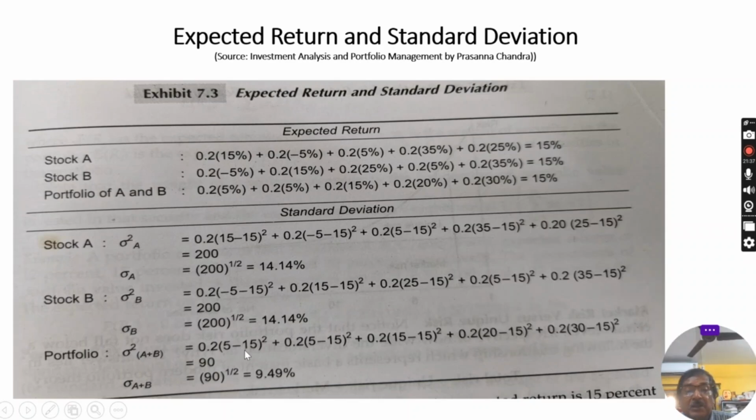But in the case of the portfolio, A plus B, the expected return is 15, and if you subtract the expected return from the return value, 5, that is the deviation, square it, times 0.2. In this way, if you calculate the risk, you will see 9.49. That means you can reduce the risk. Previously the risk was 14.14%, the deviation was plus minus this, but in this case the fluctuation is less, the risk is less.